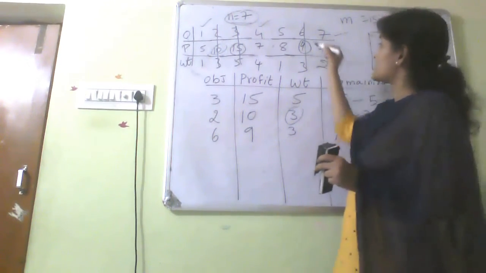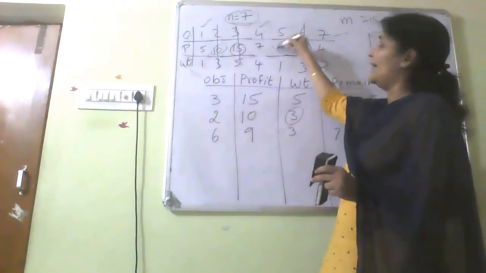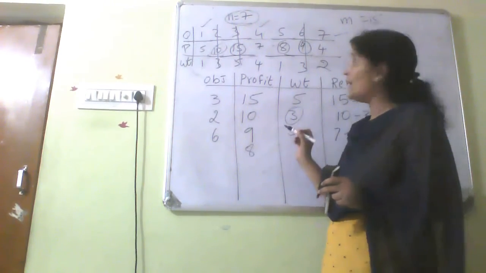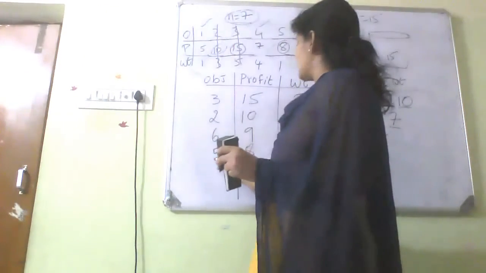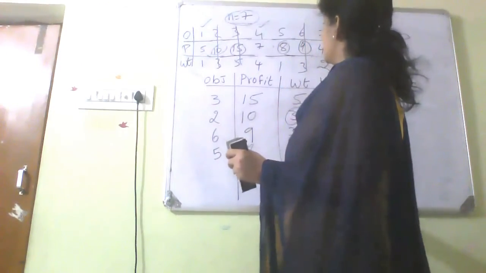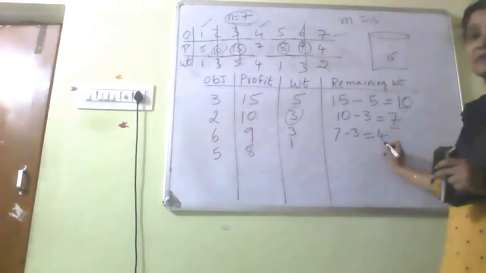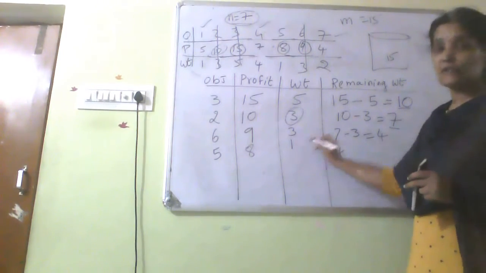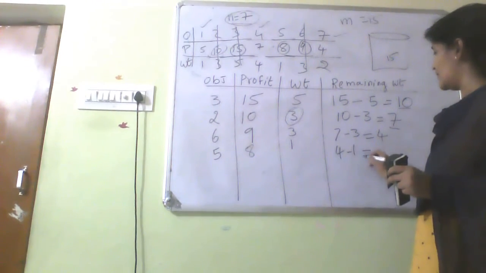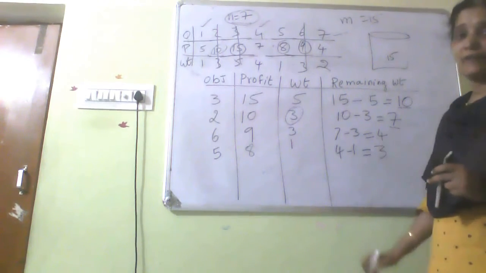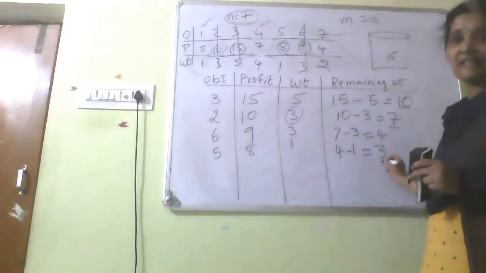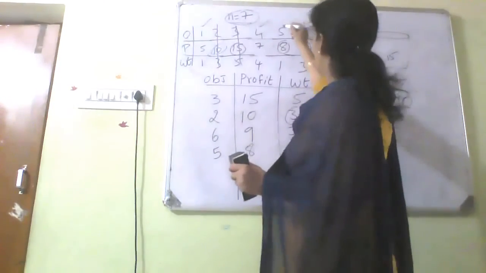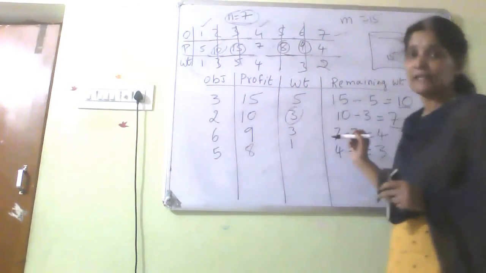Now what is the next maximum profit you have? 8. What is the corresponding object? Object number is 5. What is the weight? It is 1. How much is remaining? 4 is remaining. And you have placed one item. So 4 minus 1 is 3. So still we have 3 kg space available in the bag now. So the fifth object we have completed.